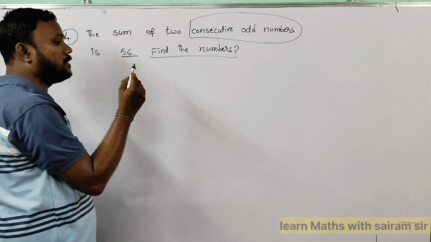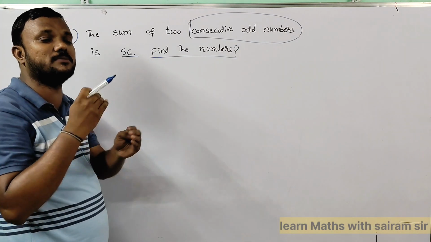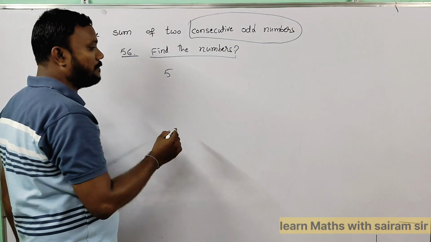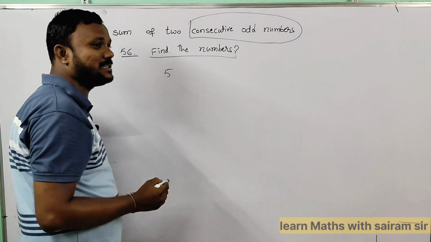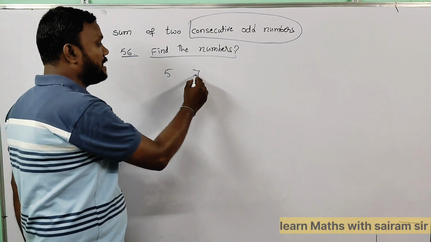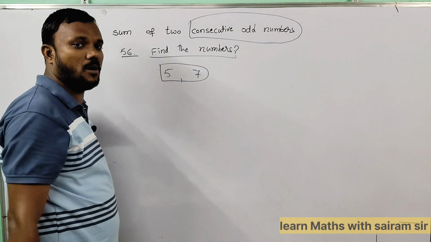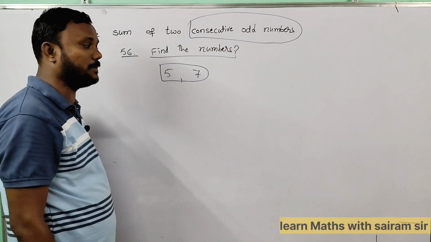If you take consecutive odd numbers, what does it mean? The odd numbers which come immediately, like 5 is an odd number. Then what is its immediate next odd number? That is 7. These are called two consecutive odd numbers.